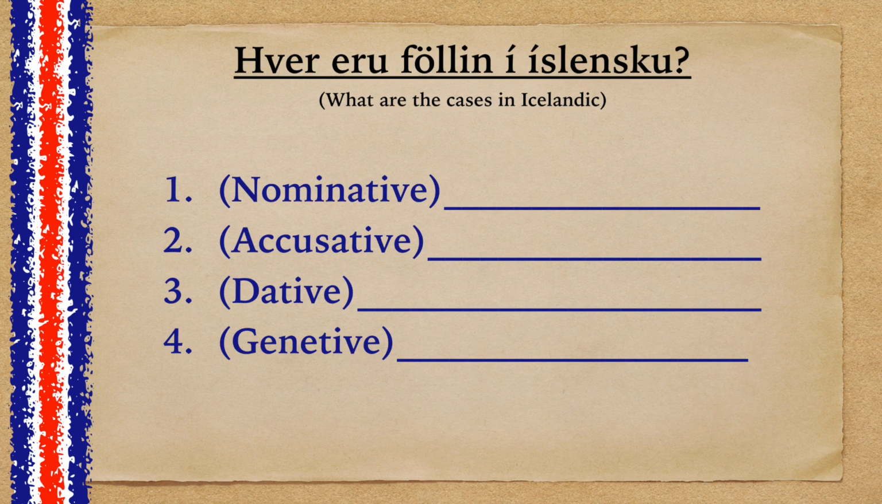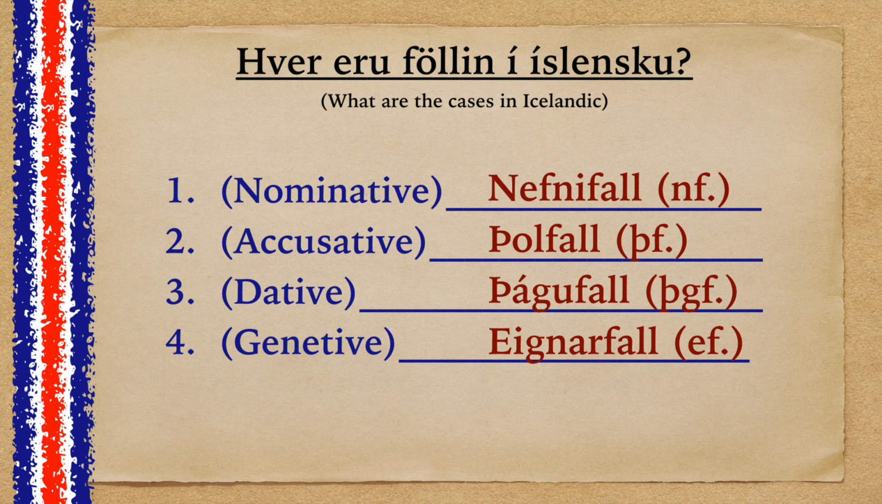Hver eru föllin í íslensku? What are the cases in Icelandic? Try and write them down. Remember that trying and making some mistakes is always better than not trying at all. Press pause, take your time, and now I will give you the result. Föllin í íslensku eru nefnifall, þolfall, þágufall og eignarfall. Note the abbreviations I put here in parentheses because these you will find in the dictionary.